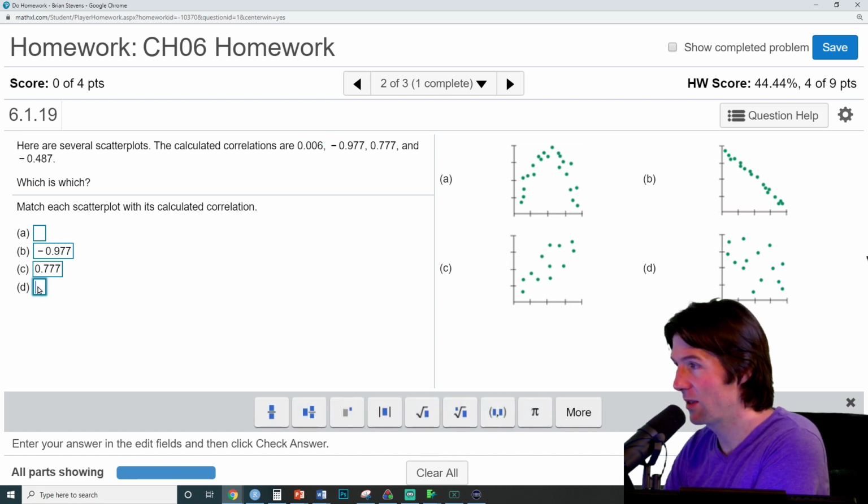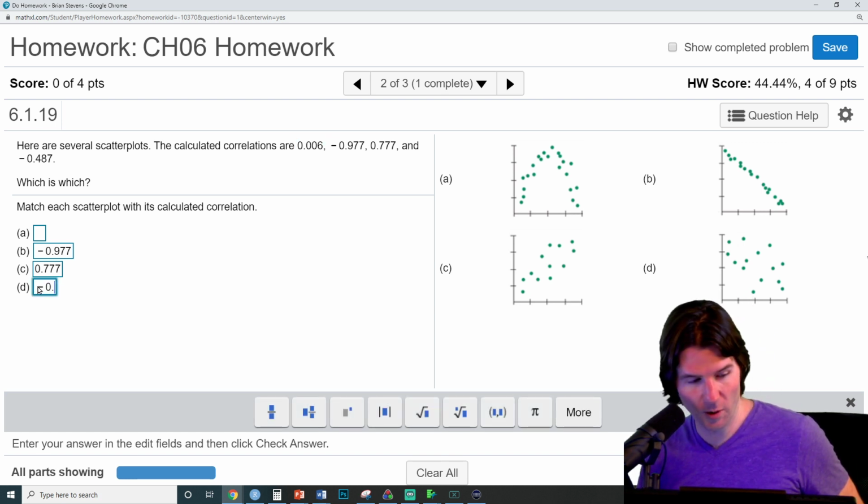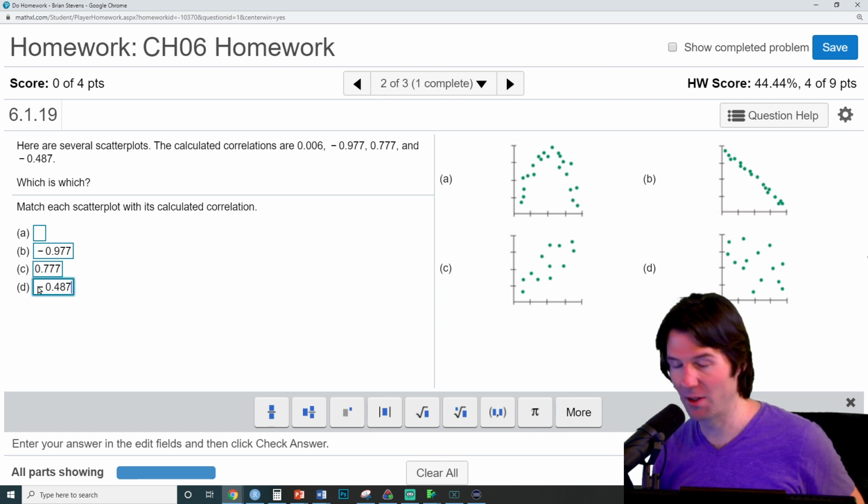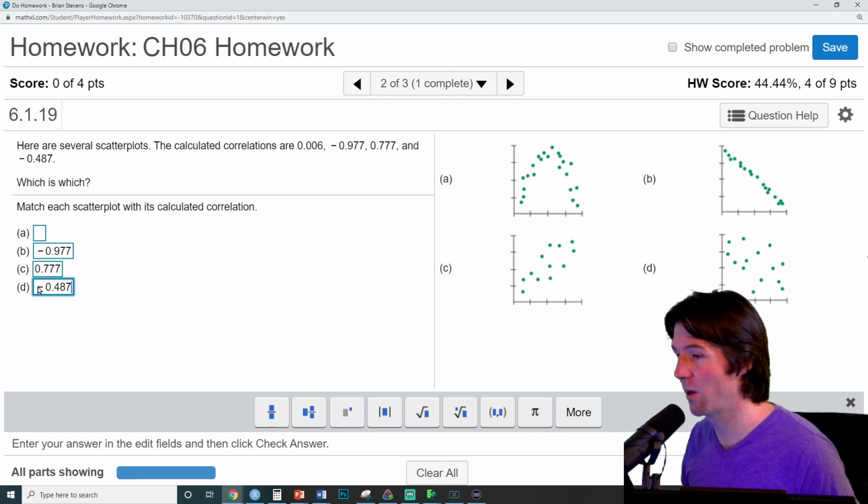You might not think that it's as strong as negative 0.487, but apparently it is. They've run the numbers. Apparently it is.